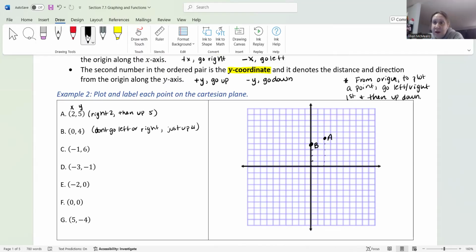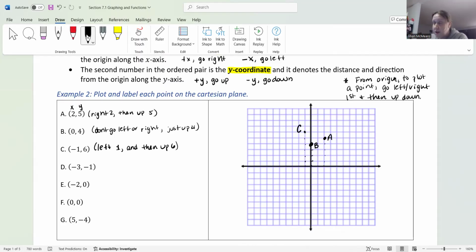Now for point C, we have the ordered pair (-1, 6). So that -1 tells me from the origin to go left 1 and then to go up 6. Okay, so at the origin, I go to the left 1 and then I go up 1, 2, 3, 4, 5, 6, and that is the point C. So for my description, you don't always have to put a description. I'm putting this for the sake of notes. We want to go left 1 and then up 6.